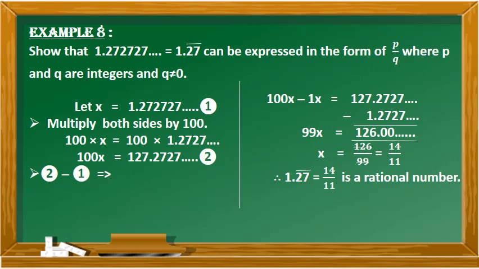Now 100 into x is equal to 100 into 1.2727 dot dot. 100 into x becomes 100x is equal to, now on the right side the decimal moves 2 places after, so it becomes 127.2727 dot dot, and let it be equation 2. Equation 2 minus equation 1 implies 100x minus 1x is equal to 127.2727 dot dot minus 1.2727 dot dot.